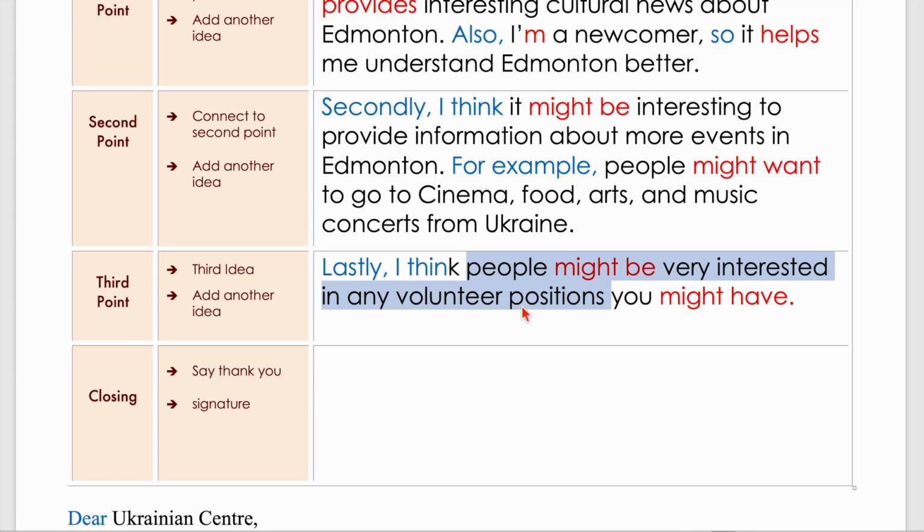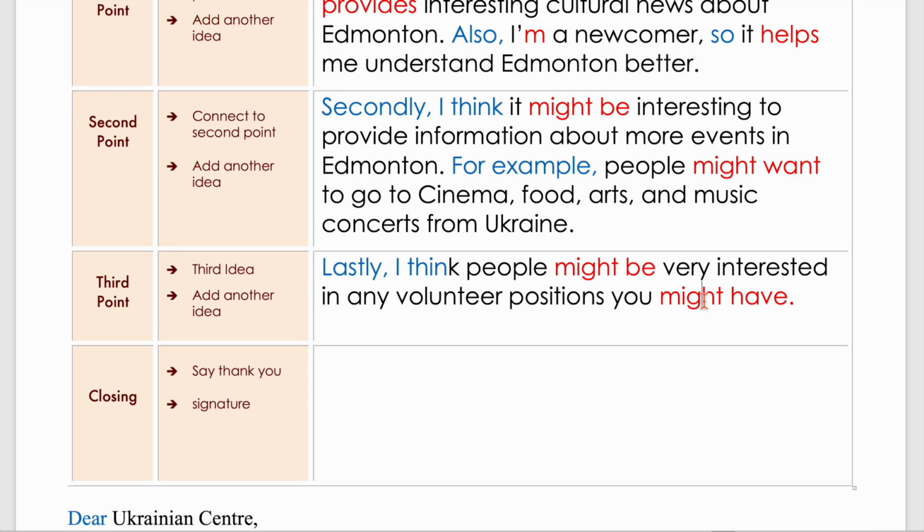It might be good. Even though we might not think about volunteer positions, it might be interesting. It might be valuable. Many newcomers are looking for volunteer positions so they can improve their English and their experience. So maybe this might be good. Everyone notice that we're using might be, might have.